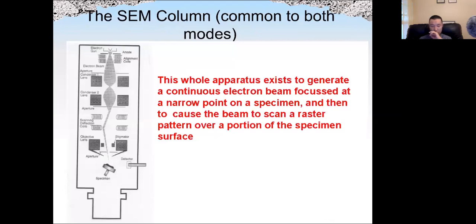Right. So the instrument sends electrons, depending on whether it's backscatter or secondary electron. Okay, a continuous electron beam is focused on a narrow point of the specimen, and then causes the beam to scan in a raster pattern over a portion of the specimen. So scanning areas of the specimen using a raster scanning pattern.